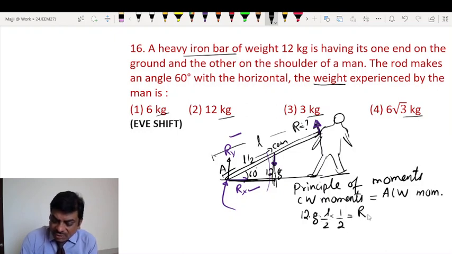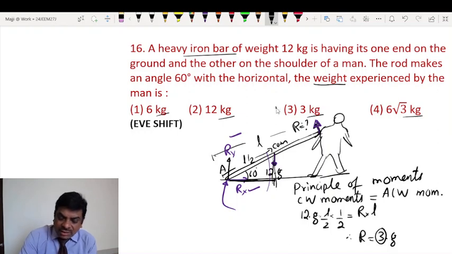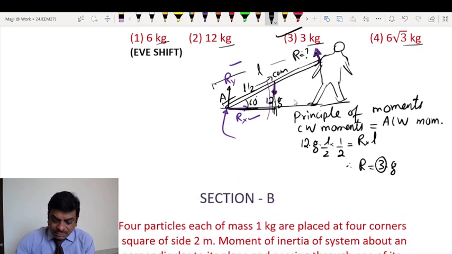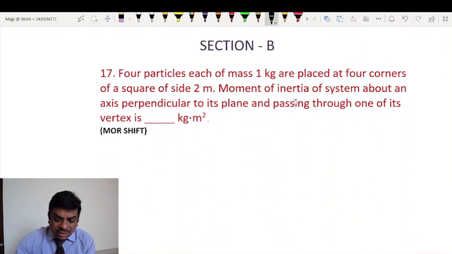Whereas the reaction force we have to find, and the lever arm for the reaction force is clear cut L. So therefore R is equal to 3 kg weight. So 3 is the correct answer, students. Okay. Then moving on to section B.